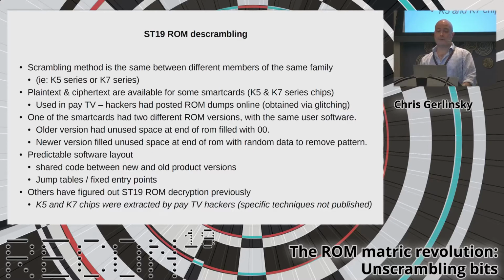Also, the smart card that had the two different ROM versions, where one had a lot of empty space filled with 0 and the other had it filled with random data. That was also a nice clue for what was going on inside of the scramble.